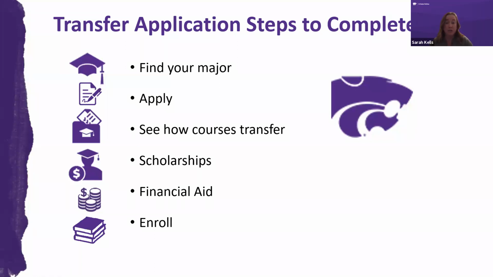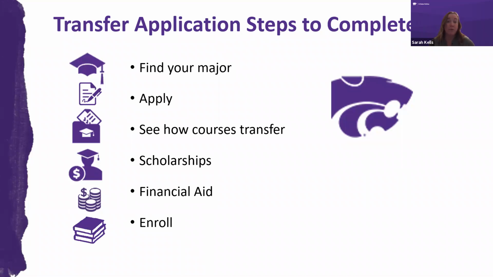Part of the application process is also determining how your classes will transfer. And that is definitely the biggest question that I get from students transferring to K-State. We do have a transfer equivalency website that can help you with that. And there's also some individuals at our main admissions office that can also help you with that process. So any courses that you're not quite sure how they'll transfer, we can definitely help you with that. And we'll talk a little more about that further on.